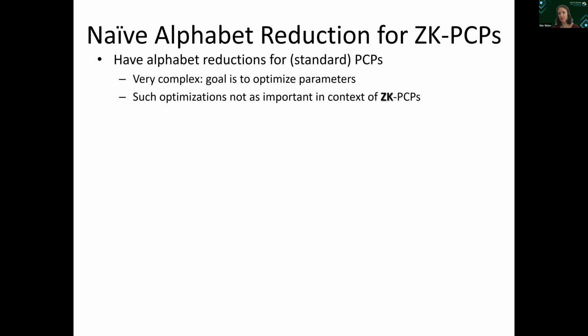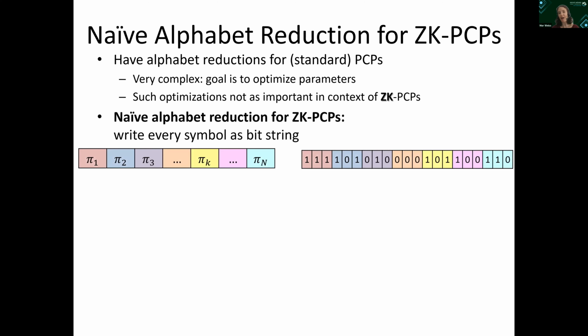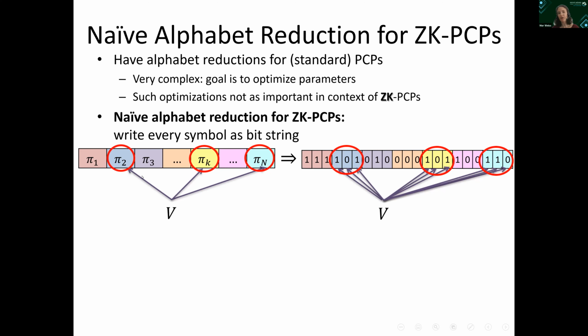In the context of zero-knowledge PCPs and cryptographic applications, we're anyway going to get a blow-up proportional to the security parameter. So these optimizations are not as important. This means that the natural starting point would be just the naive alphabet reduction, where you take each symbol and replace it with a bit string. And this preserves soundness. If before the verifier read these three symbols, now the verifier would just read the entire bit strings that represent these symbols and emulate the original verifier. So this slightly increases the query complexity from 3 queries to 9 queries, but now these are queries to bits.